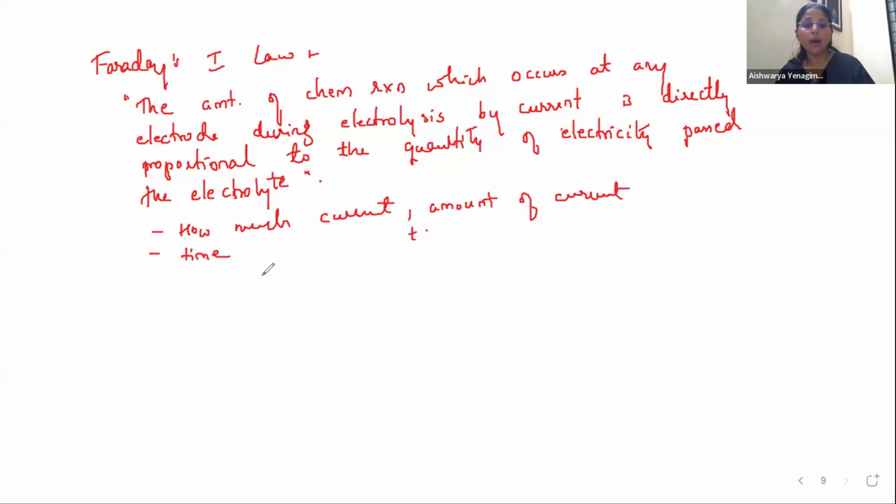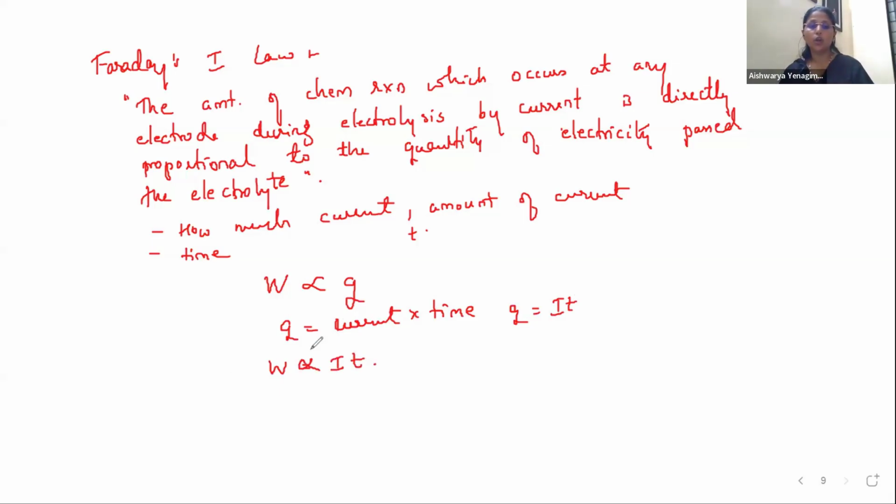So I can say the amount of substance depositing, if I denote it by W, the amount of metal getting deposited on the cathode, is directly proportional to Q. What is Q? It is charge. And you know that charge Q is equal to current into time, Q = I t, from physics, right? So W is directly proportional to I into T. W is the weight of the component getting deposited on the cathode. So this is my Faraday's first law.